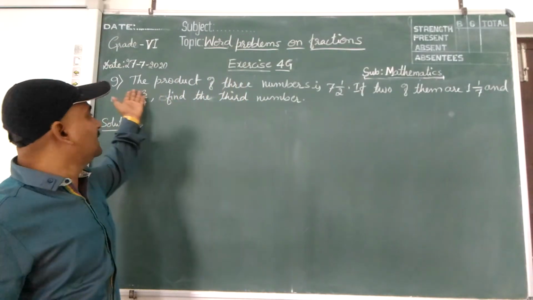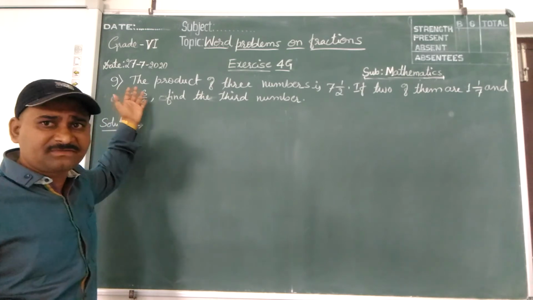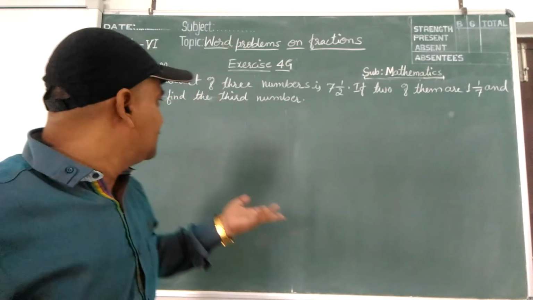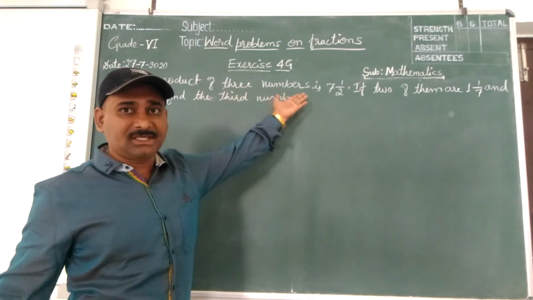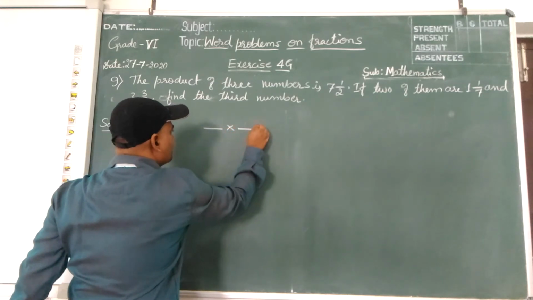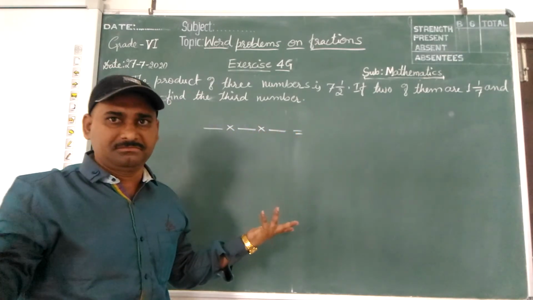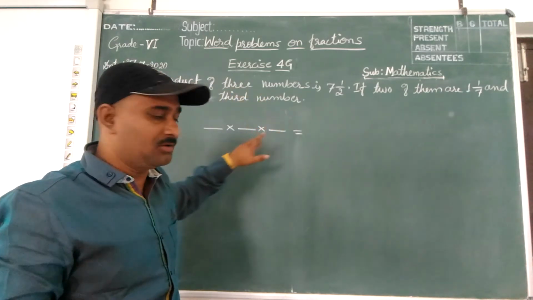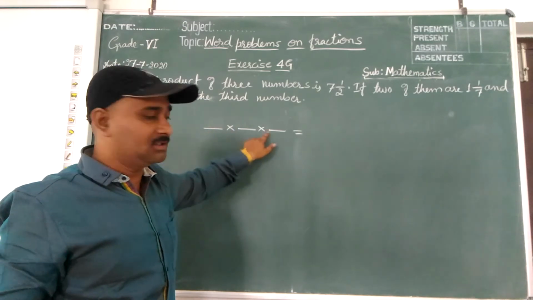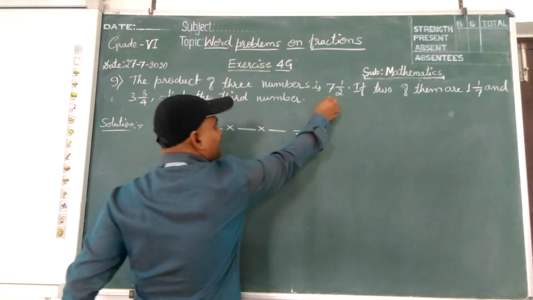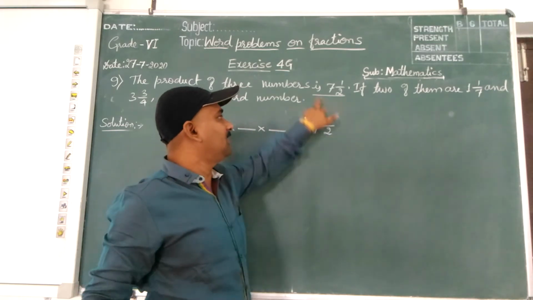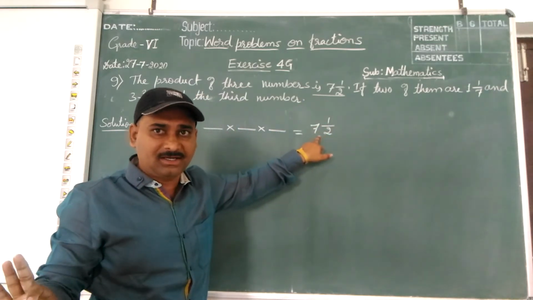Children, the last question of the exercise is very easy. It is very easy to do. Everyone will do this. See, product of three numbers is, let me write, product of three numbers. Product of three numbers means multiplication, no? One number, second number, third number. Product of three numbers is given. Is means answer. 7 is to 1 by 2. Is means answer. Right? Till here understood.